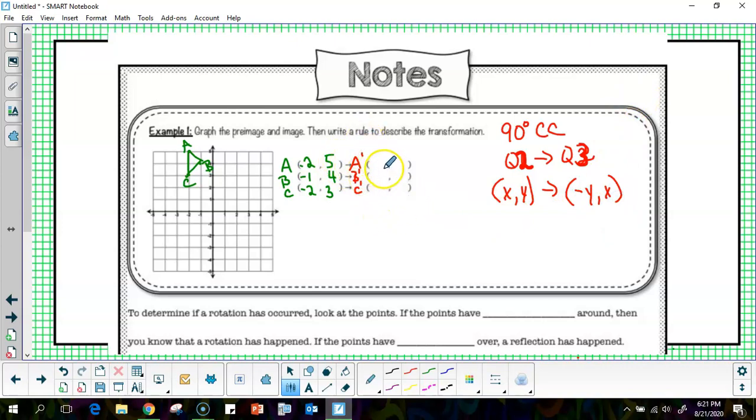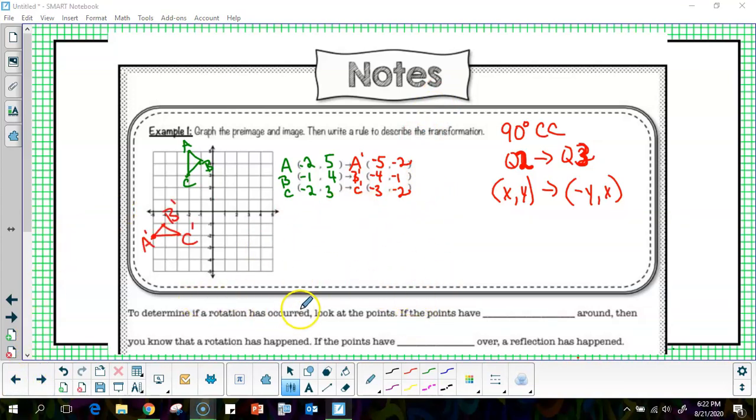So that's going to be (negative 5, negative 2), (negative 4, negative 1), and (negative 3, negative 2). All right, I want you to go ahead and graph this and go ahead and pause your video. Actually, I'm going to pause my video and I'm going to graph it. You pause and see if you can graph it and then come back. So that's what it should look like.